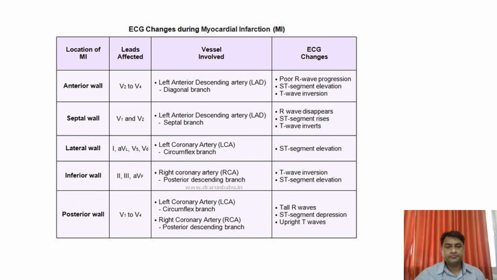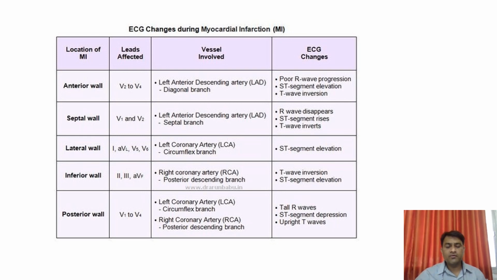In the lateral wall, the leads affected are lead 1, AVL, V5 to V6, with the left coronary artery and circumflex branch. These are two arteries. It indicates ST segment elevation. If there is inferior wall involvement, leads 2, 3, AVF, right coronary artery and posterior descending branch, with T wave inversion and ST segment elevation.